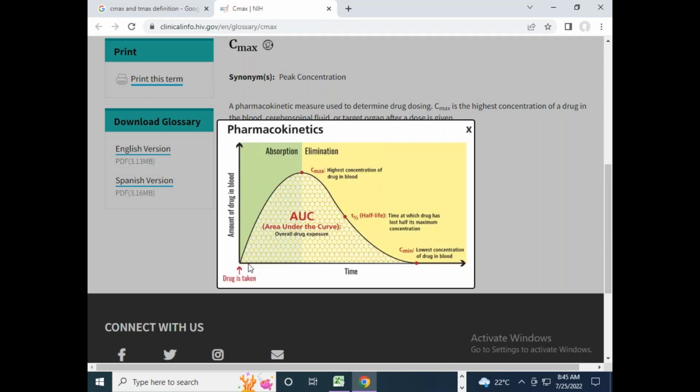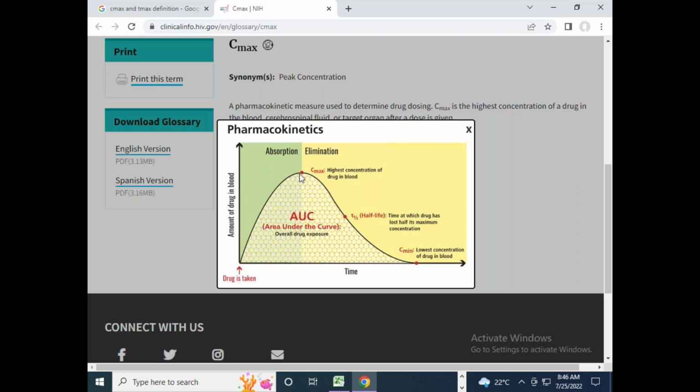So you see? See, whenever I'm giving a dose, initially the dose is 0, right? The tablet slowly started absorbing into blood. So the maximum concentration is Cmax. You see, right? This is Cmax.